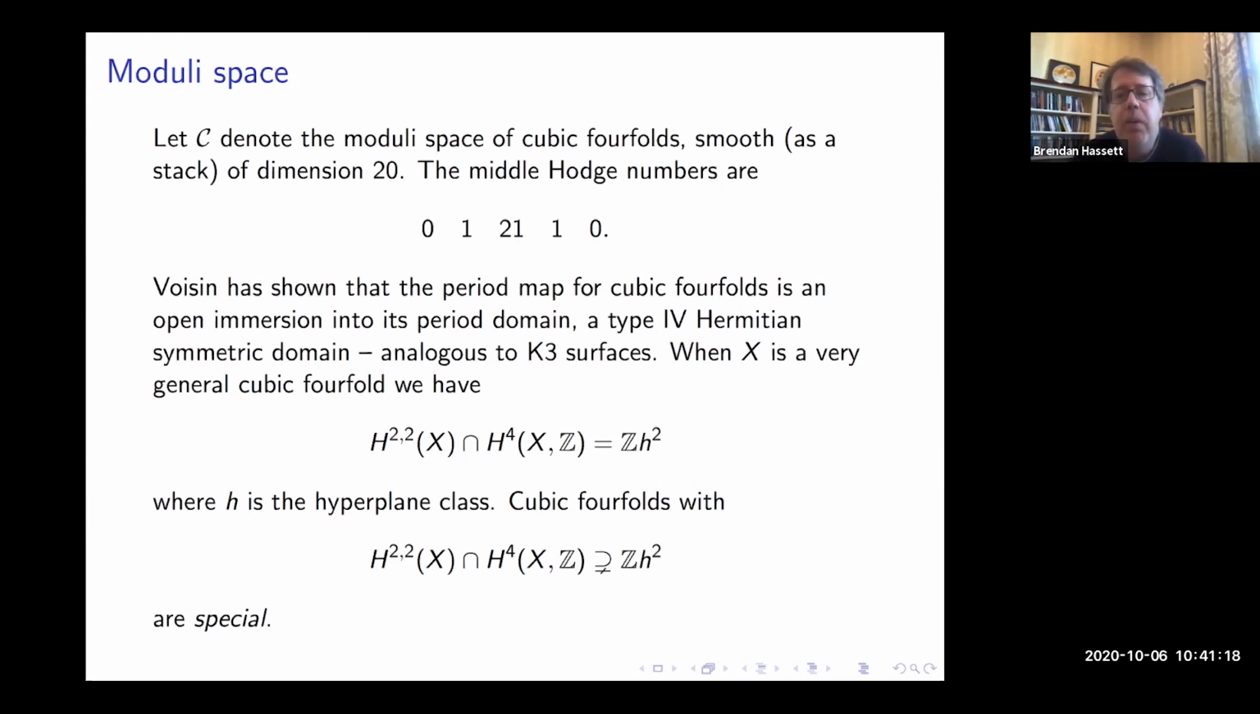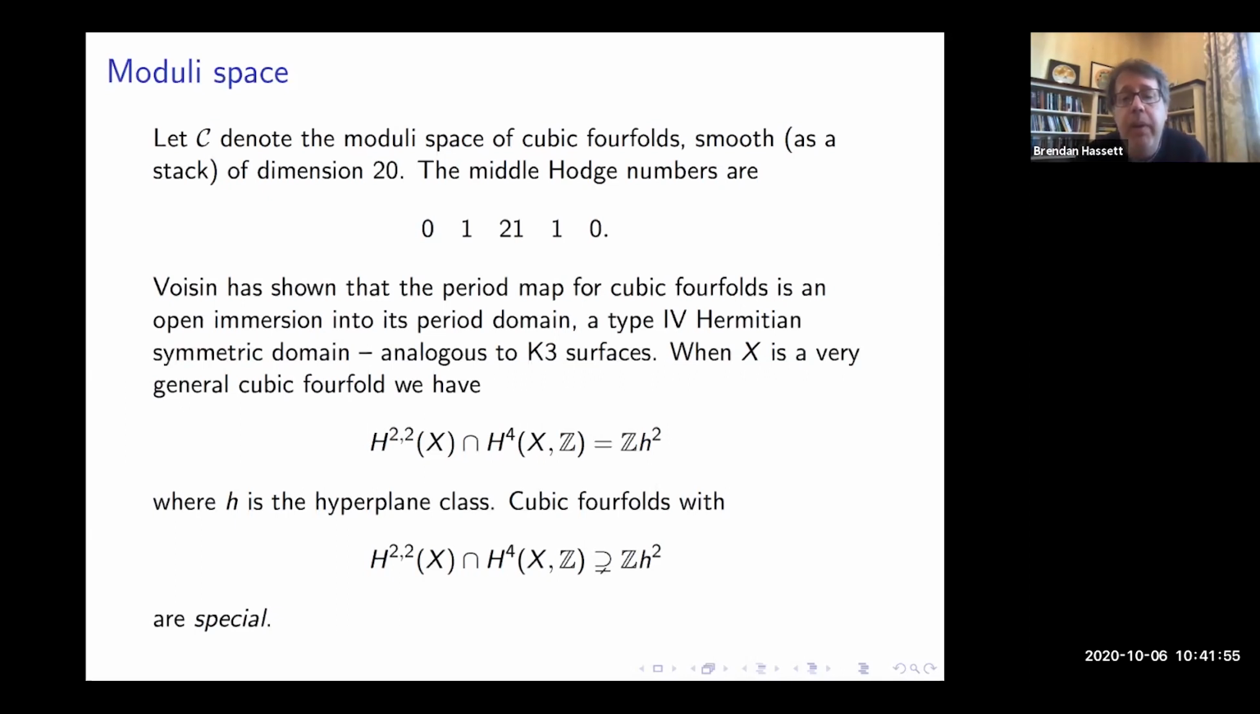So the Hodge numbers of this are known, and they're given as follows. And we have, due to Voisin, the period map for these cubic hypersurfaces is in fact an open immersion into the period domain, a type 4 Hermitian symmetric domain. So this is very analogous to K3 surfaces. Nowadays, there's work of Laza and Looijenga that completely characterizes the structure of this map and what the complement is. And so these period maps are extremely well understood from the perspective of modern technology.